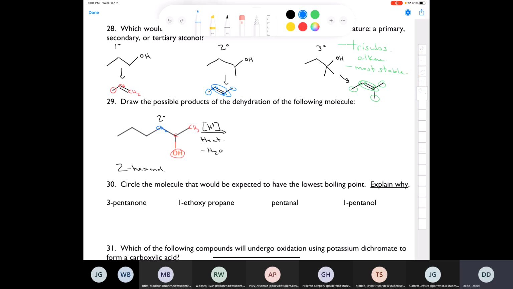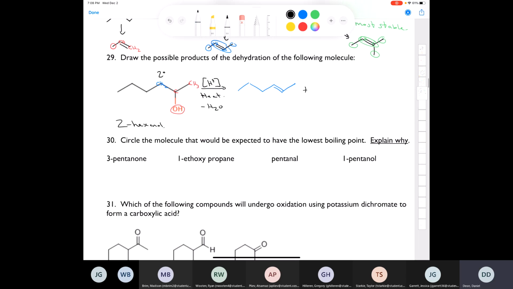So let's draw the 2 possible products. First, I'll draw the one that if you took the proton from the CH2 or the methylene, you'd end up with this molecule. And if you took the proton from the methyl group, you'd end up with this: 1, 2, 3, 4, 5, 6. You'd end up with this. Who could tell me which one of these would be the major product, the blue one or the red one? Not a trick question.